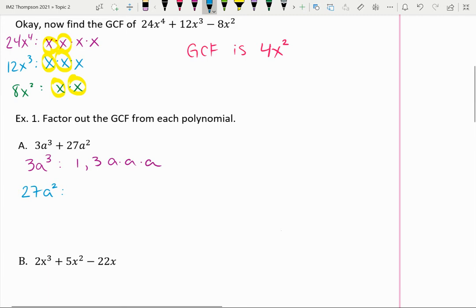Now, some of you guys are going to be able to look at this and do it in your head. That's great. But we're definitely going to break it down into small pieces as we move through this, okay? All the numbers that go evenly into 27. Well, let's see. 1 goes into everything. 3 goes into 27. 9 goes into 27, as well as 27 itself. A squared gives me a times a. So I'm looking at 2 things now. I'm going to look at the numbers and I'm going to look at the variables.